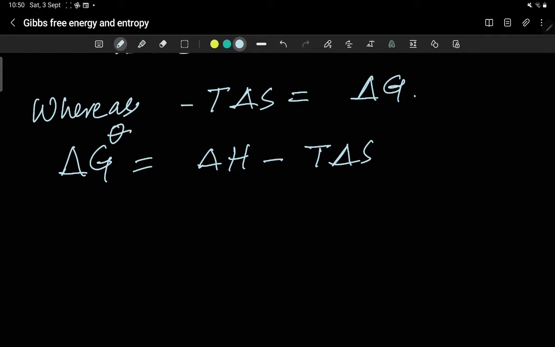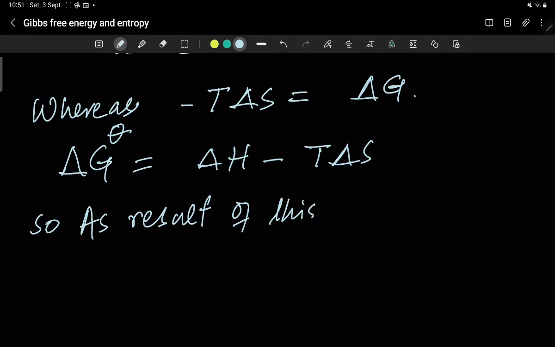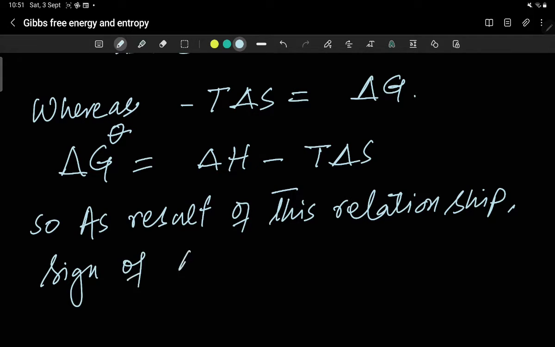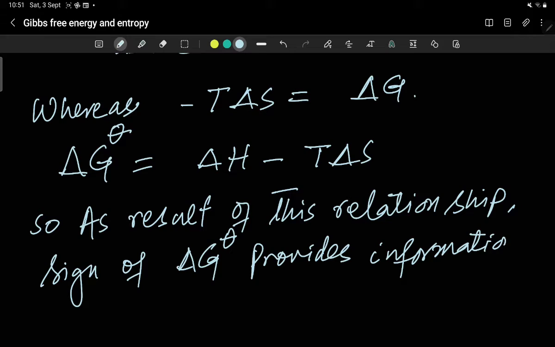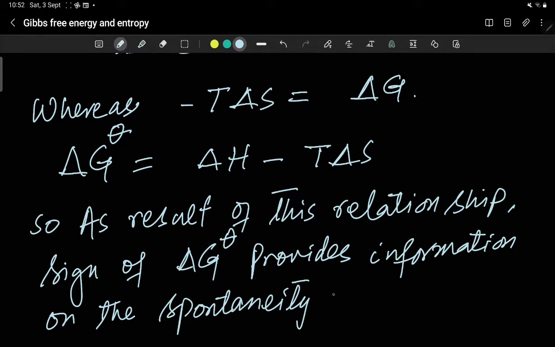So as a result of this relationship, the sign of standard Gibbs free energy provides information on the spontaneity of the given reaction, whether the reaction is feasible or not.